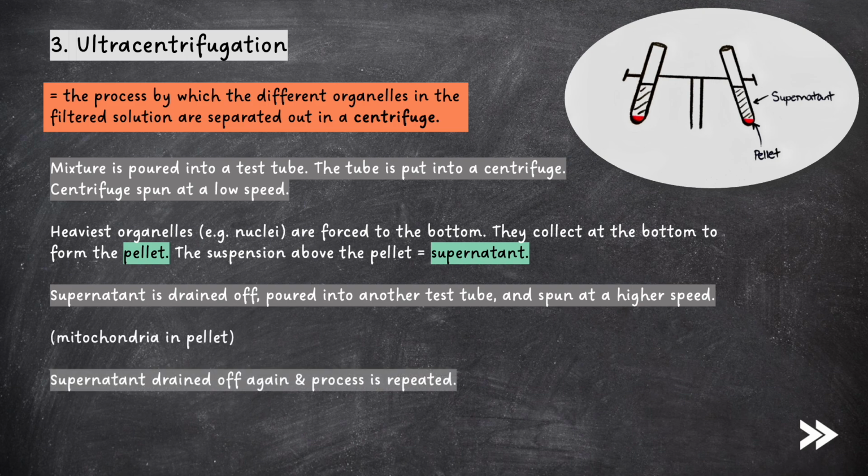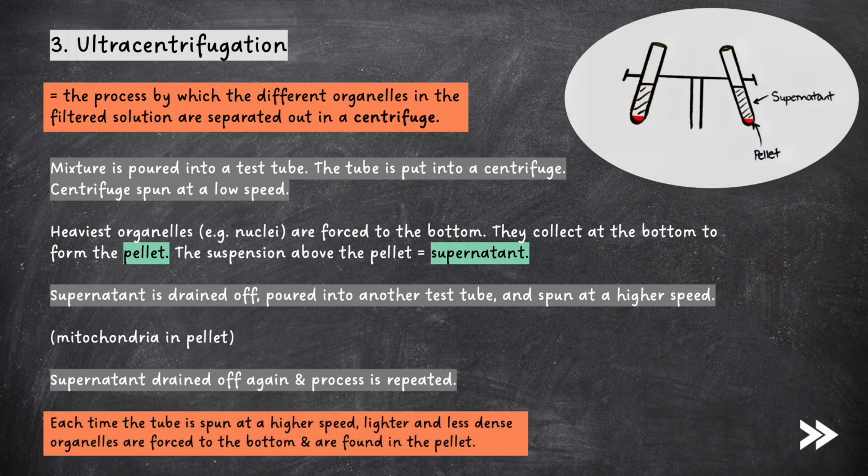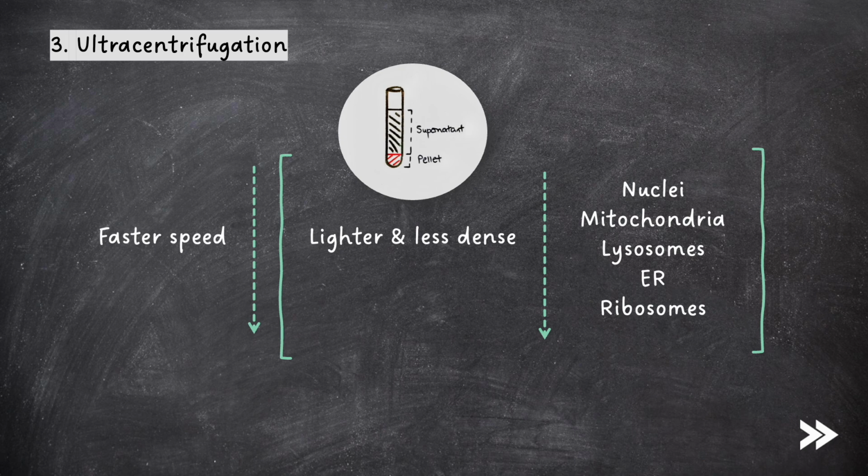The supernatant is then drained off again, and the process is repeated. Each time the tube is spun at a higher speed, lighter and less dense organelles are forced to the bottom and are found in the pellet. The order in which organelles are found in the pellet is shown here, i.e. when we spin at low speeds, nuclei are found in the pellet. Then, in the next round of centrifugation, when we spin at a higher speed, mitochondria are found in the pellet, and so on. As you spin at a higher speed, lighter and less dense organelles are found in the pellet.